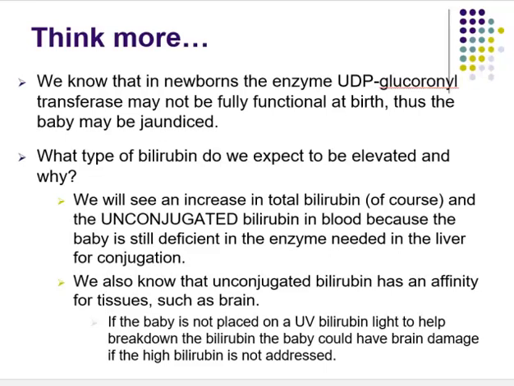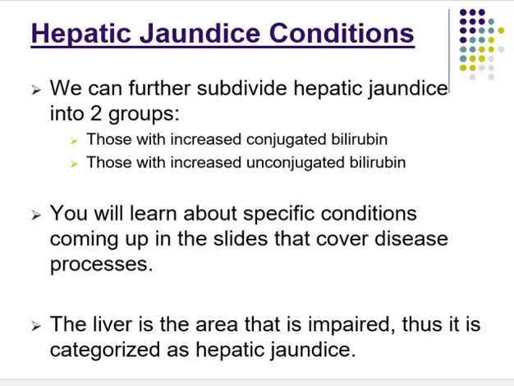those jaundice situations. Jaundice is divided into two separate groups, those with increased conjugated bilirubin and those with increased unconjugated bilirubin. And we'll talk a little bit more about those later on. But in hepatic jaundice, the liver is the area that is impaired. Thus, it is categorized as hepatic jaundice.